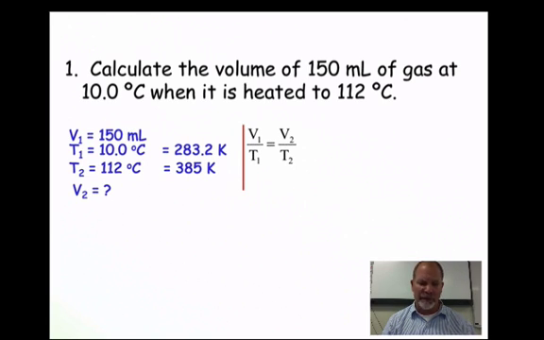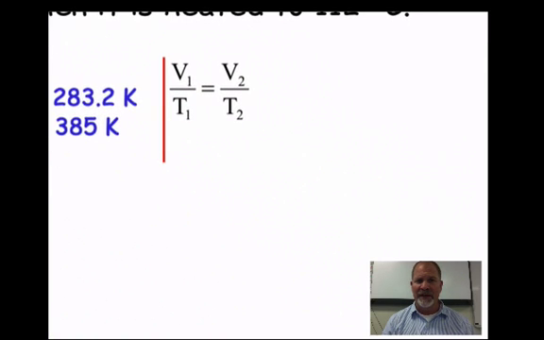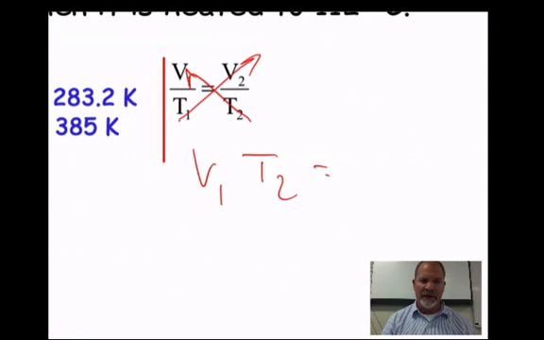Now what I like to do with my equation, and to help some of you out in this process, I brought up the suggestion that some of you may actually want to cross multiply. As you cross multiply, you'll make it into a linear equation. So now your equation looks like V1 times T2 equals V2 times T1.